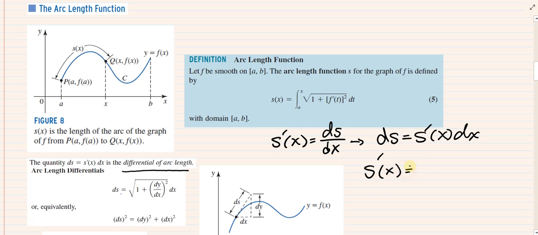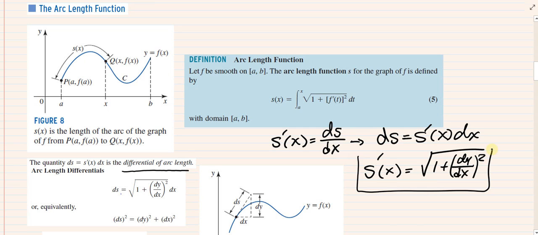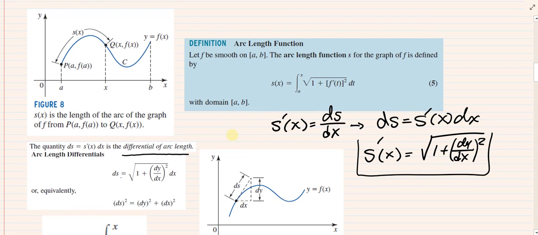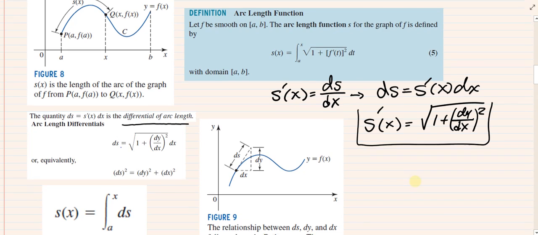S prime of x is going to be simply the square root of 1 plus dy/dx, which is f prime of x, squared. And that's what s prime of x is, right there. So there you have it. Now, using that, we can write our arc length formula.